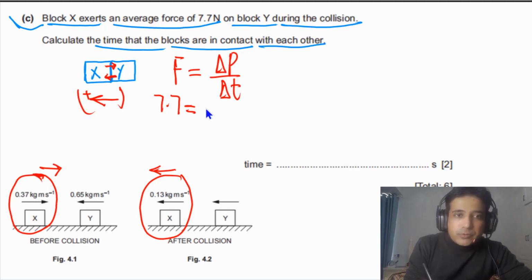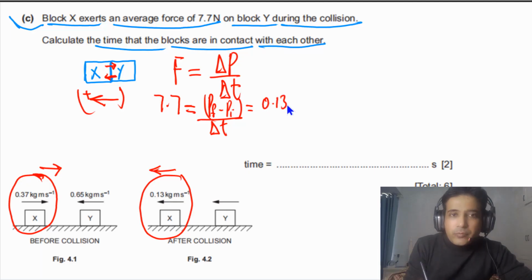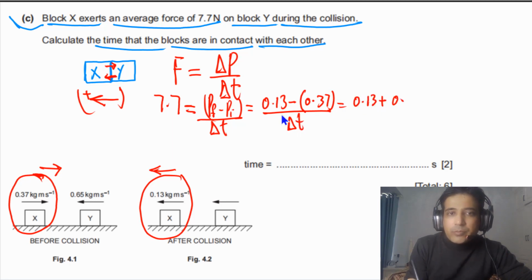So we need to calculate the change in momentum. In this case, this is our final momentum, so we can say P final minus P initial over delta T. A little bit in detail so you can get a better idea: we have P final, that is positive 0.13, minus P initial, and this momentum is negative because it is to the right, divided by delta T. So simply this is 0.13 plus 0.37, negative and negative making positive, divided by delta T. Now if we solve this for delta T, we can get the value of T.